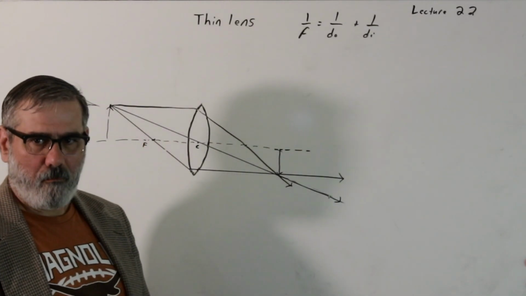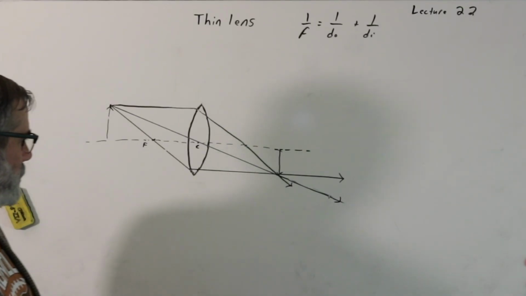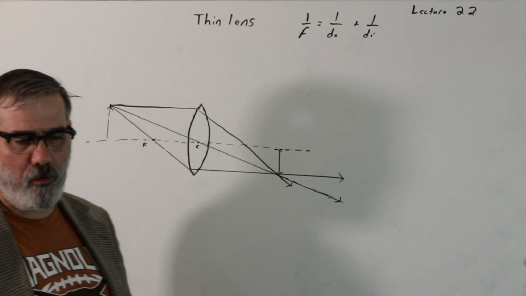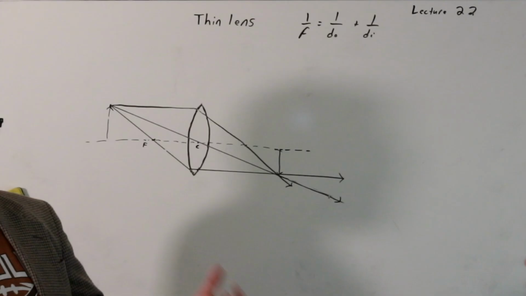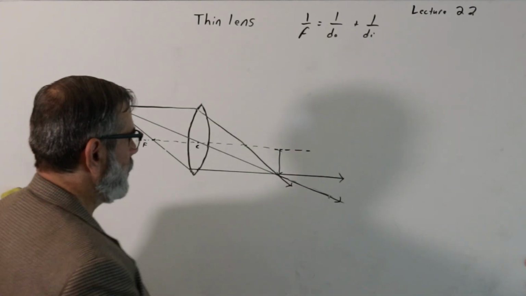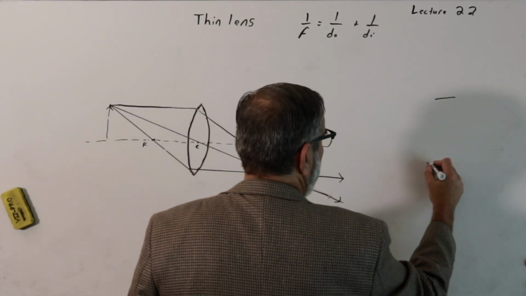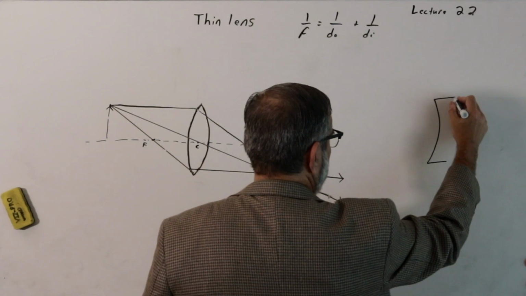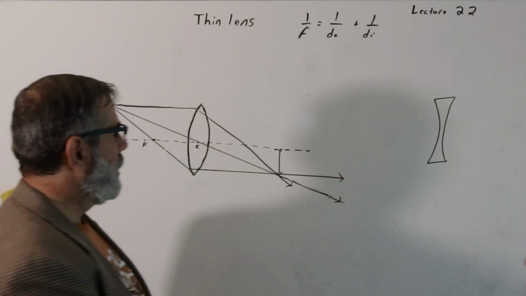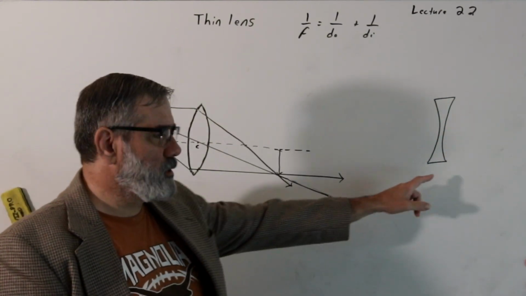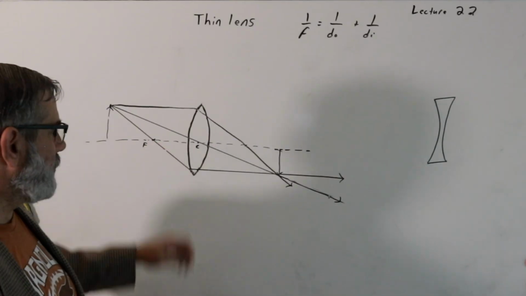All right. And I'm going to leave it to you as an exercise to figure out what the rays will look like from what we call a biconcave lens, which would look like this. Again, it has to be really thin. This will turn out to be a divergent lens, whereas this is what we call a convergent lens.